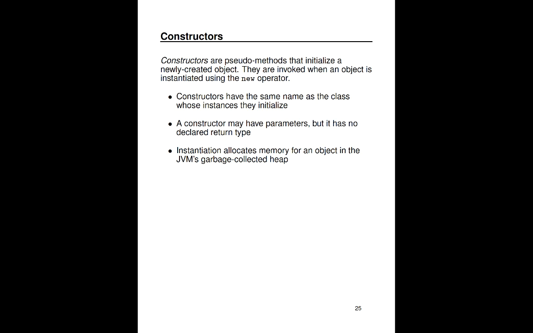Constructors have the same name as the class whose instances they initialize. So the Employee class, capital E Employee, will have a constructor named capital E Employee. Constructors may take parameters, and as we'll see, there are some values that are passed in or required when you create an instance of an object. But constructors don't have return types, so they're not really a method in that sense. Again, they initialize an object when it's created.